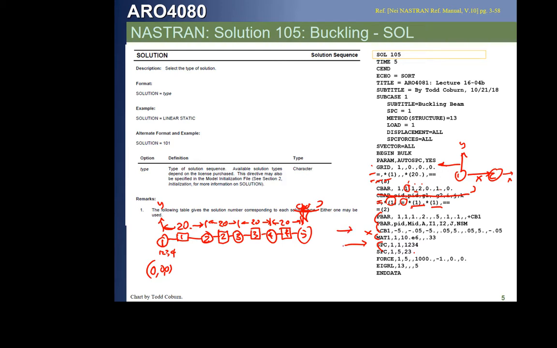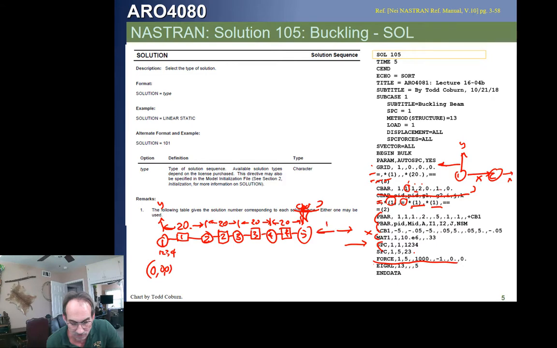You see that? We then have a force of 1,000, in the minus x direction, placed at node 5. 1,000 units of force, which in this case is pounds. So that is our model, and it was generated with replication.